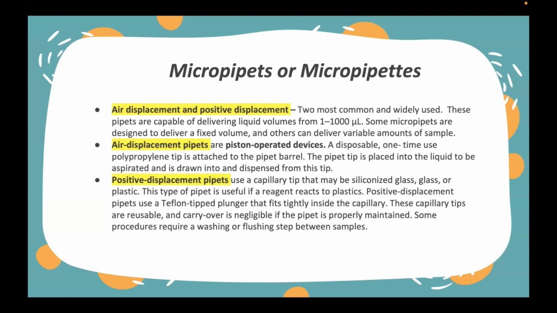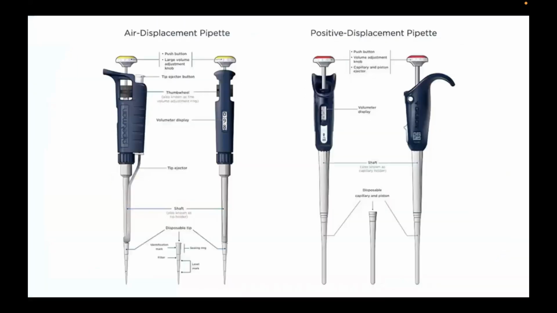Positive displacement pipettes use a Teflon tip plunger that fits tightly inside the capillary. These capillary tips are reusable, and carryover is negligible if the pipette is properly maintained. Some procedures require a washing or flushing step between samples. So pakitandaan po muna yung definition ng dalawang pipette natin, and then i-differentiate natin siya sa mga susunod na slide.